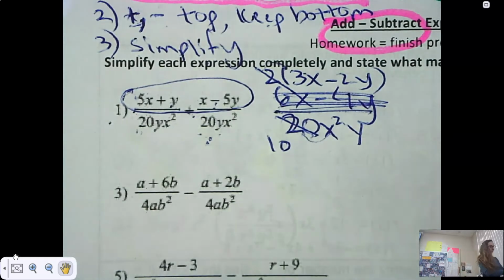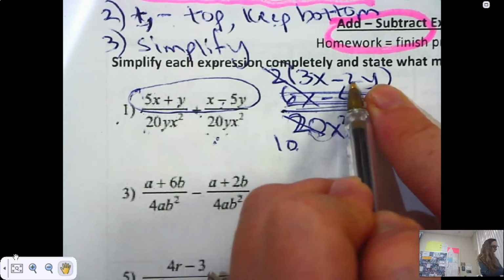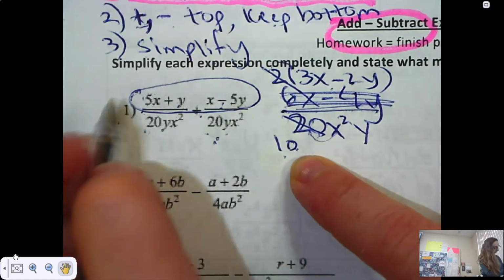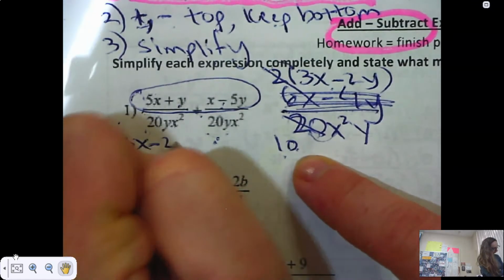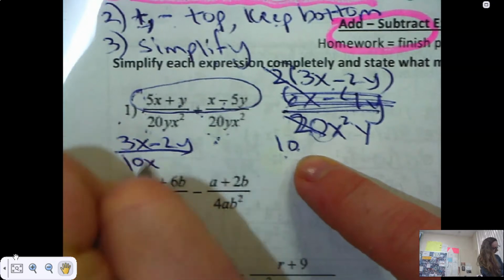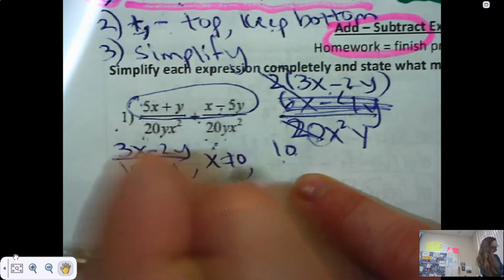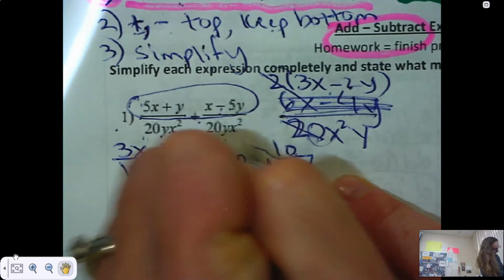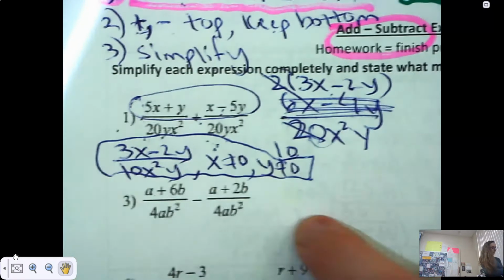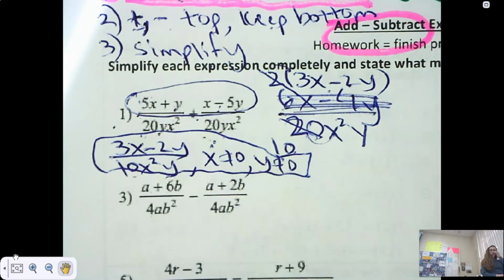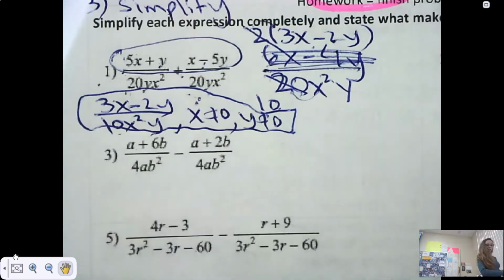Okay? Now some of you go, what about this 2 and this 10? No, this 2 is being subtracted and that one's being multiplied. They are not doing the same thing. So then I'm left with 3x minus 2y over 10x squared y. State your restrictions. X cannot equal 0. Y cannot equal 0. Some of you are noticing x and y always are 0 when there's nothing being added or subtracted. Okay.